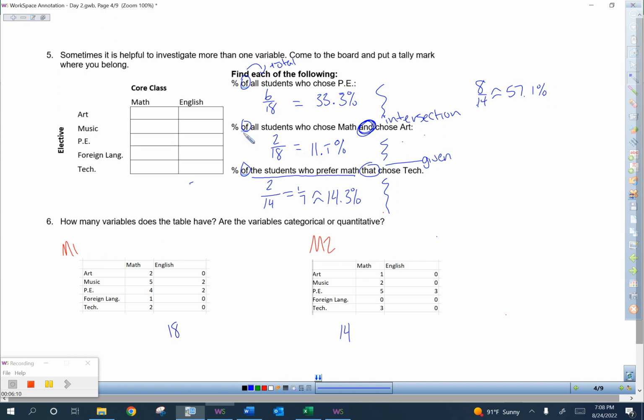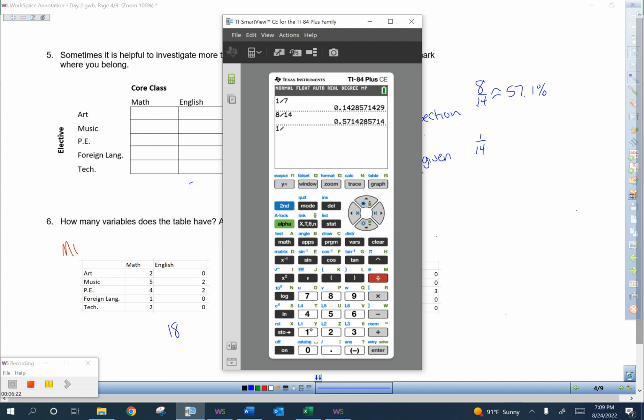Next up, we've got all students, and again, it's an intersection, so our math and art intersection is this one. But it is all students, so we're going 1 over 14. Another ugly decimal there. So this one would be about 7.1%.